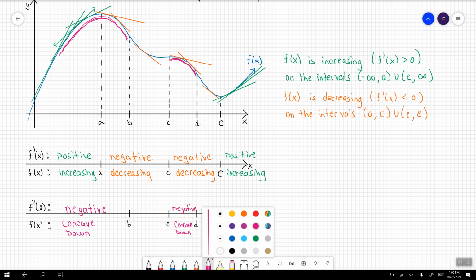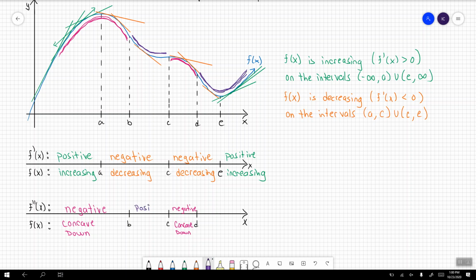And we're also going to have one more option, where my function is concave up. If the function is concave up, then that means the second derivative is going to be positive. And what does that mean then? Well, if the second derivative is positive, then our concavity for the function is concave up.